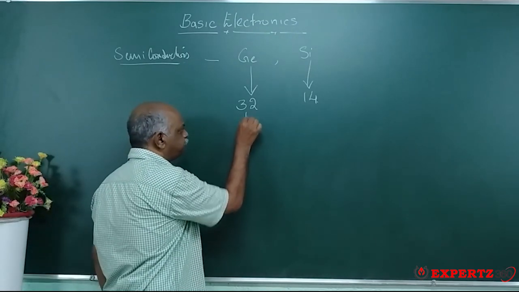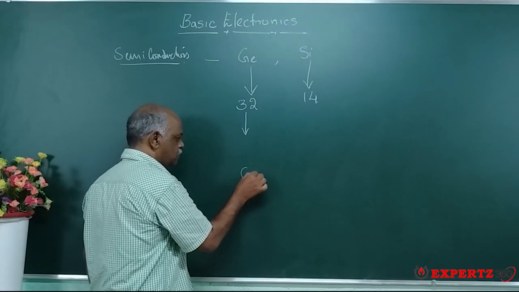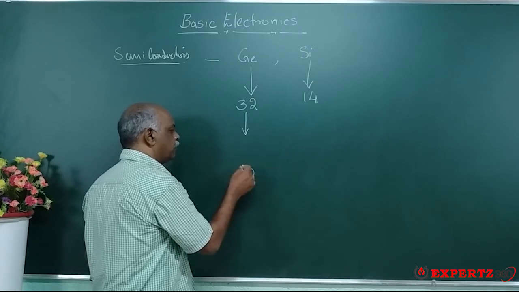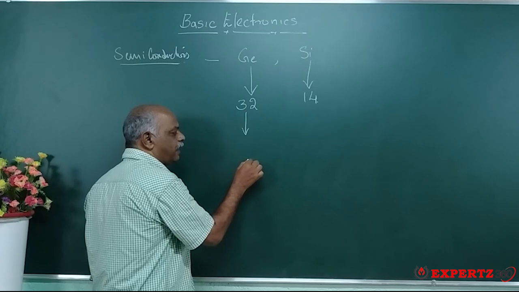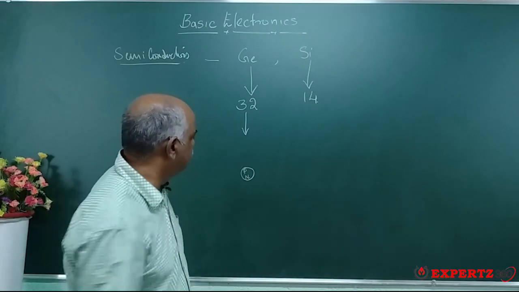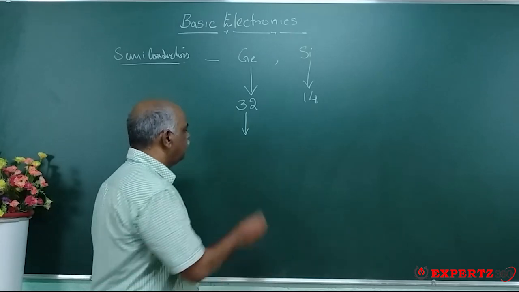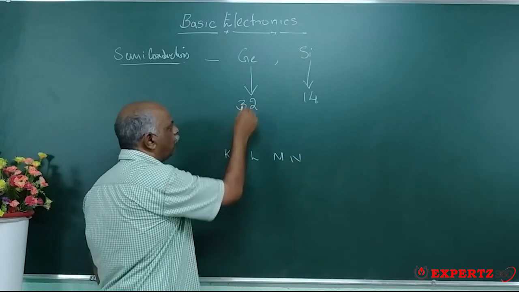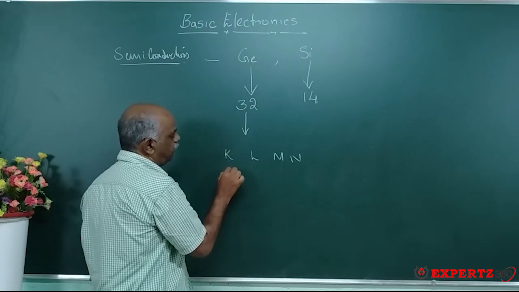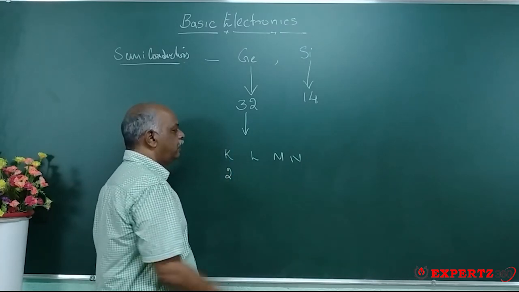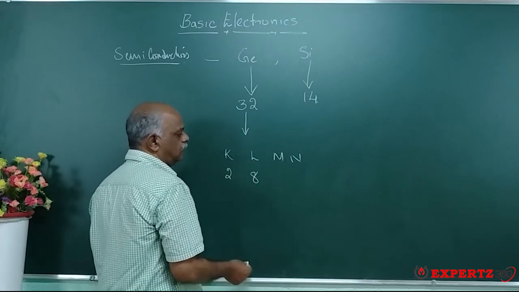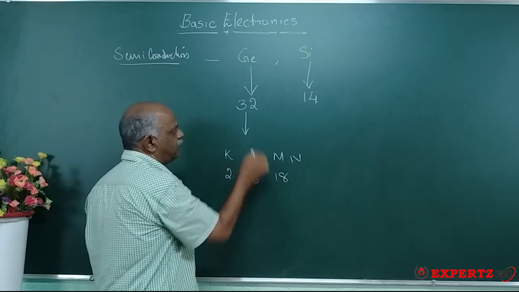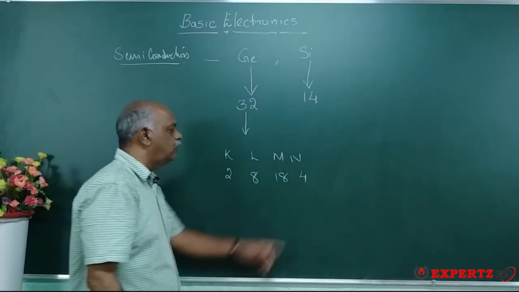So, you have the nucleus, protons, neutrons. The electrons will be revolving around the nucleus. Instead of drawing it, I will just write the configuration. You all know it. I will put it as K, L, M, N. So, for 32, in the first orbit you will have 2, then L has 8, next 18. So 18 plus 2 is 20, plus 8 is 28, you need 4. So in the outermost orbit, you will have 4.